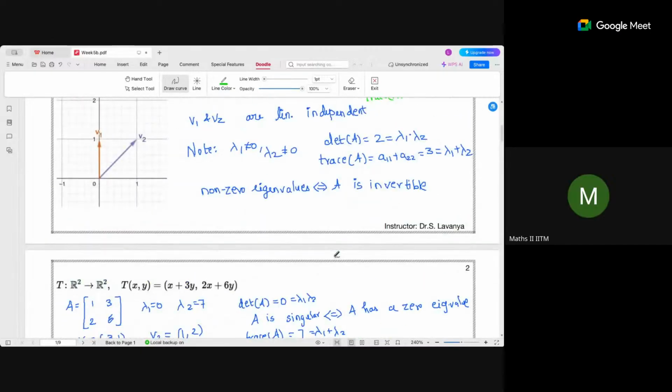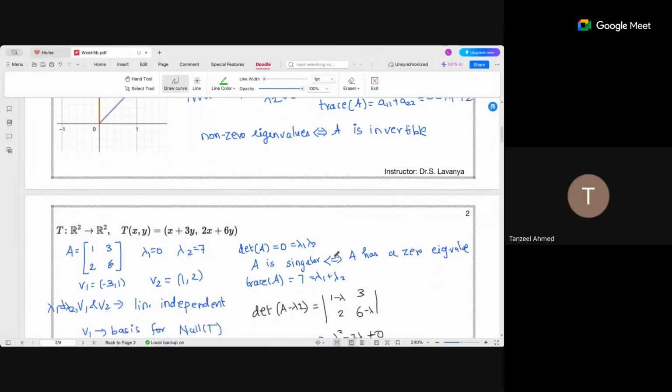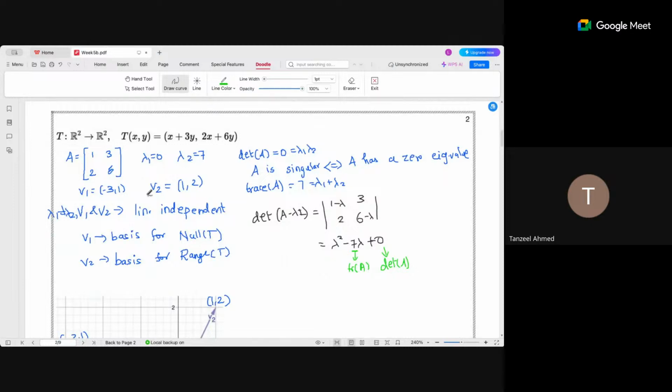I had one more question, please. We saw in this example that the eigenvectors were correspondingly the basis of the null space and the range. The null space part I get because one of the eigenvalues is 0. Now the other one, the basis for the range, is this because A turned out to be singular, or does this have some other implication?